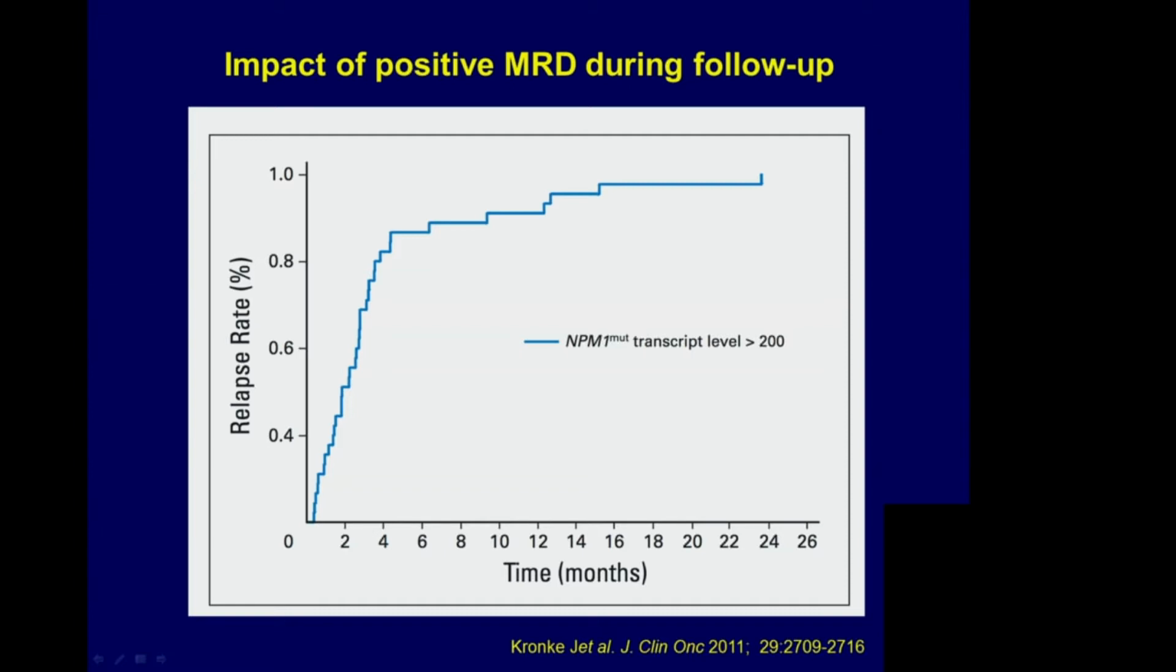So just to review what happens to patients who have detectable disease-related transcripts after completion of treatment or during follow-up, and I think that's very clear from multiple studies. So this is patients who have detectable NPM1 transcripts above a certain threshold during follow-up. And what happens to these patients is that they all relapse, the median time to relapse is around 3 months.